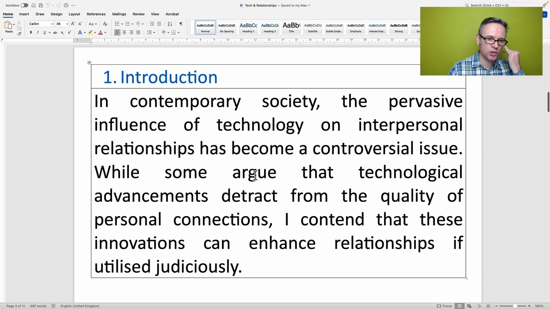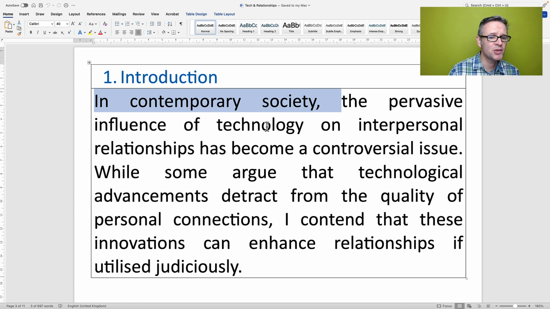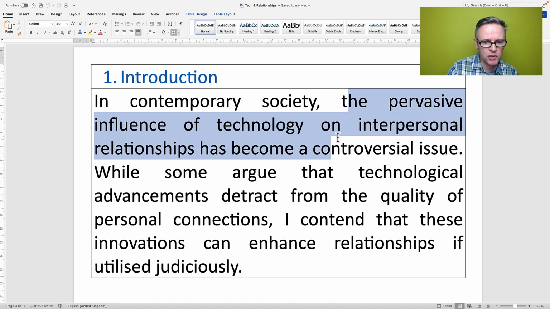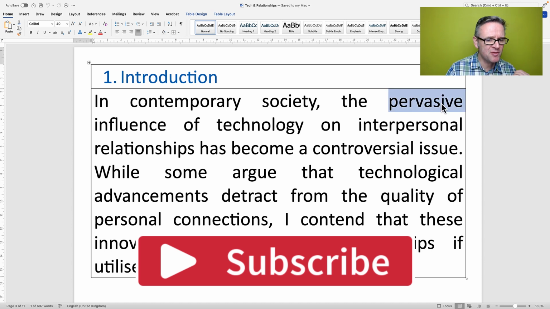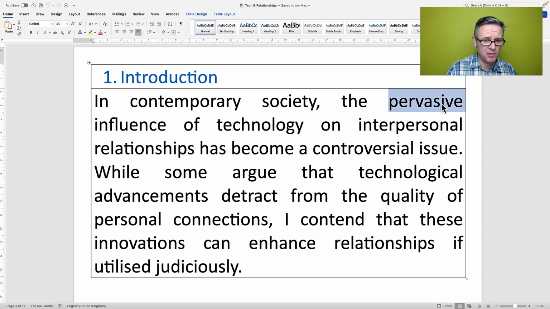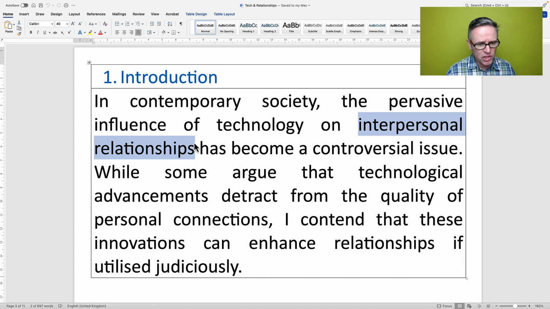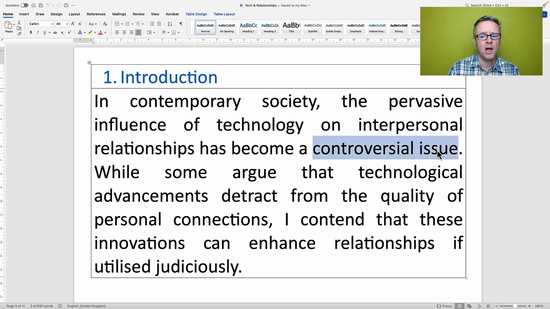This is our introduction. In contemporary society, so that's another way of saying in modern times. Contemporary means now. That's a fronted adverbial. The pervasive influence of technology on interpersonal relationships has become a controversial issue. So, pervasive. Pervasive means something is everywhere. And that is very true. Technology is everywhere. So the pervasive influence of technology on interpersonal relationships. That's another way of saying friendships, any relationship that you have with a family member has become a controversial issue. Another word would be a contentious issue. So it's something that lots of people are disagreeing about, lots of people are talking about.